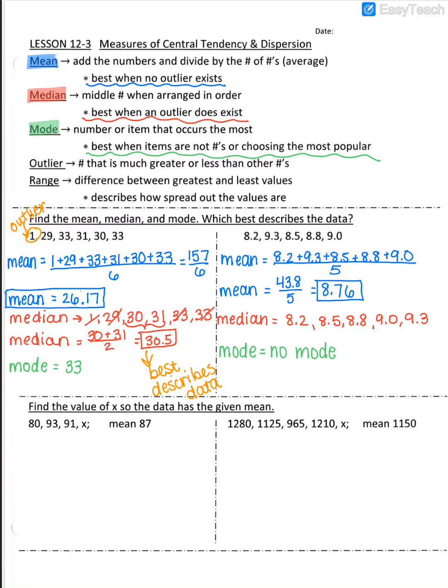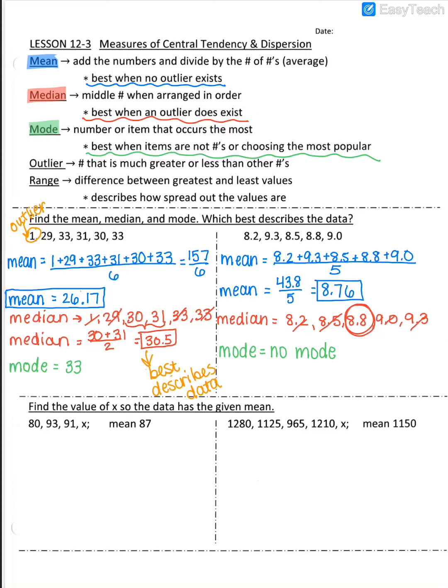All right, now the next one, same deal. I found my mean by adding together all my numbers and then dividing by the number of numbers that we have. In this case, we had 5, so we get 43.8, and we divide that by 5, and we get 8.76. Now to find the median this time, I still have to arrange my numbers in order from least to greatest, but then I'm going to start crossing things off again. And this time I do have a true median in my data, which is the 8.8. Okay, so my median is 8.8 this time.